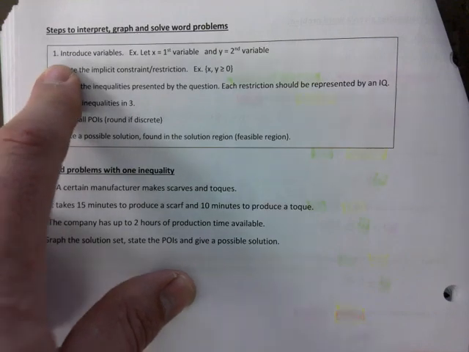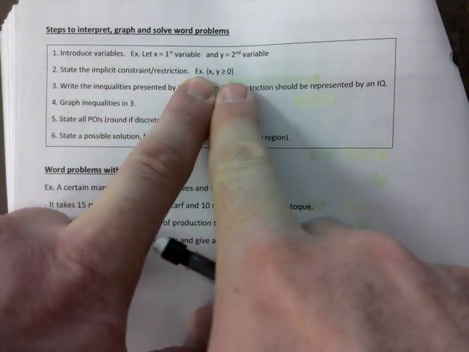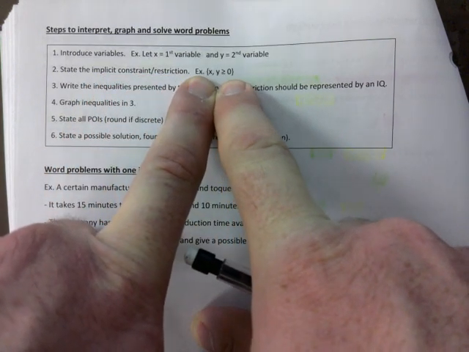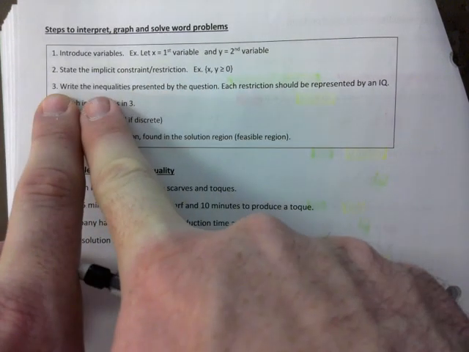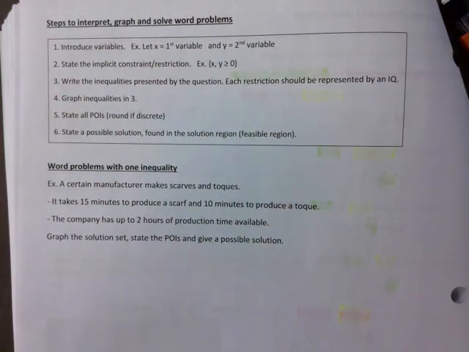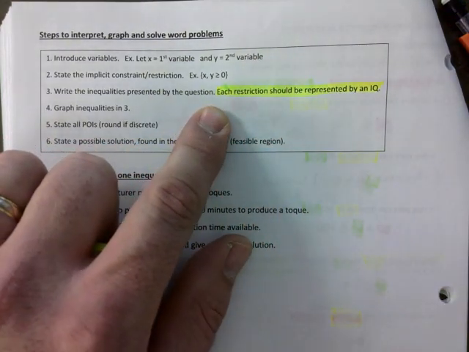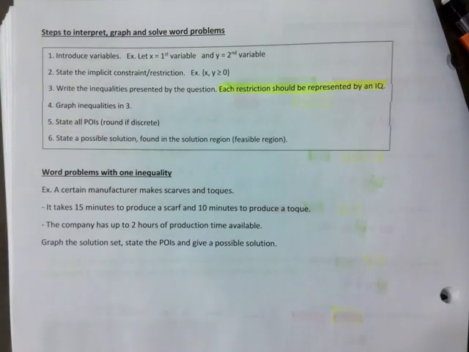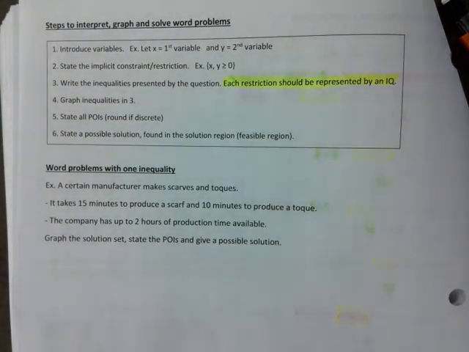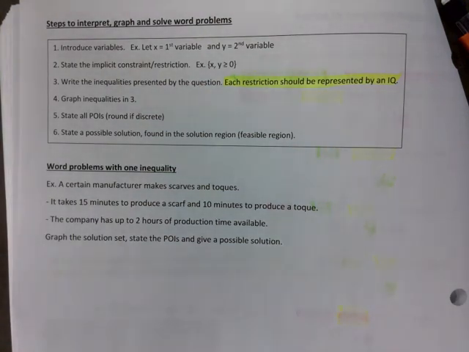Okay. So we're going to introduce our variables. What is x? What is y? State the implicit constraint. It's always going to be that. We're always going to assume that x and y need to be positive. Write the inequalities presented by the question. Each restriction, that's what I'm going to highlight here. Each restriction should be represented by an inequality. So if you see at least or greater than or anything like that, you need to have an inequality that goes with it. Don't just let it be. You're like, I kind of figured it out already with this inequality here. No, every keyword needs to have an inequality with it.